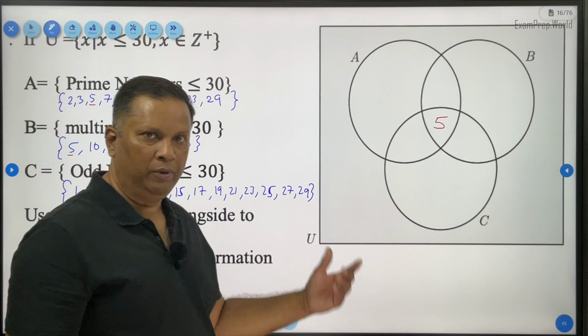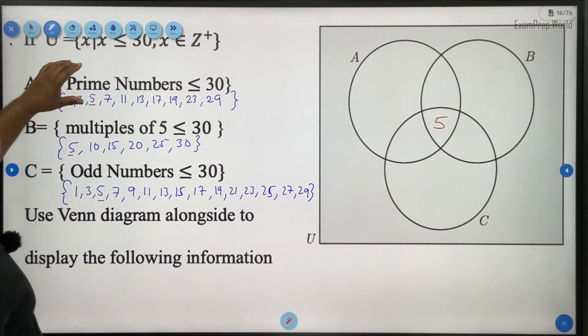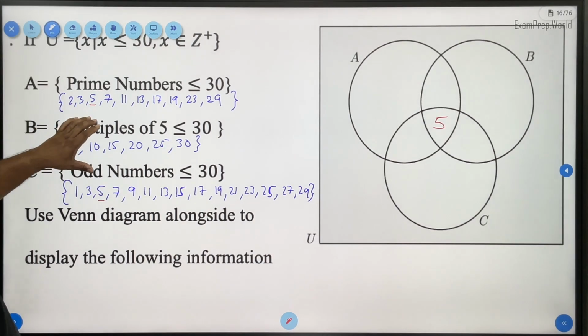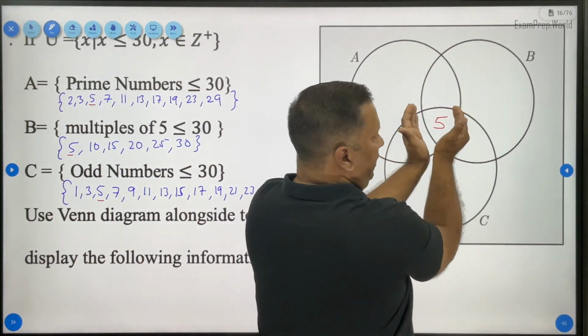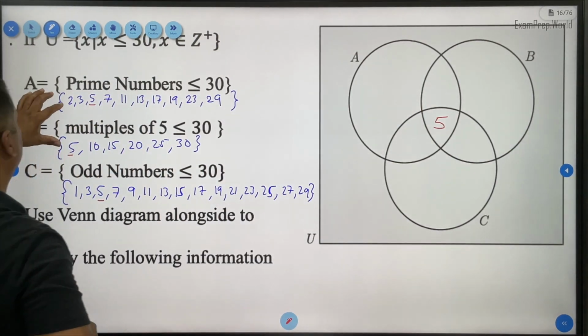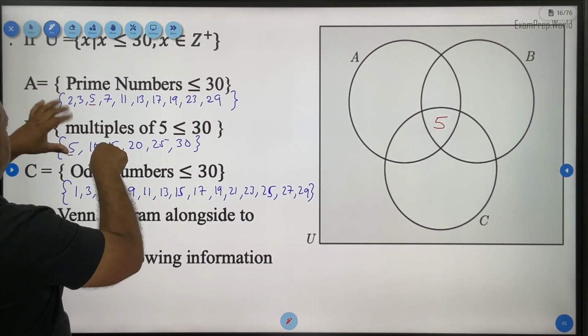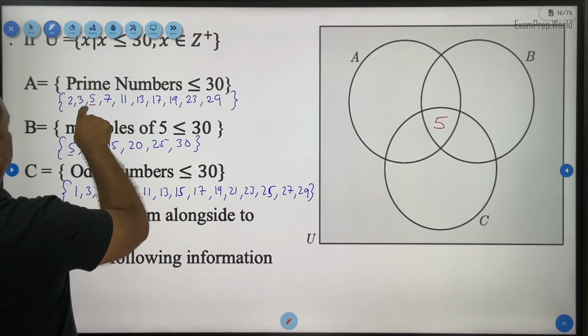So we have written it in the common area. Now look at what is common between A and B. That we will include in this particular zone between A and B. Looking at A and B: 5, 5, 15. So it's 5.